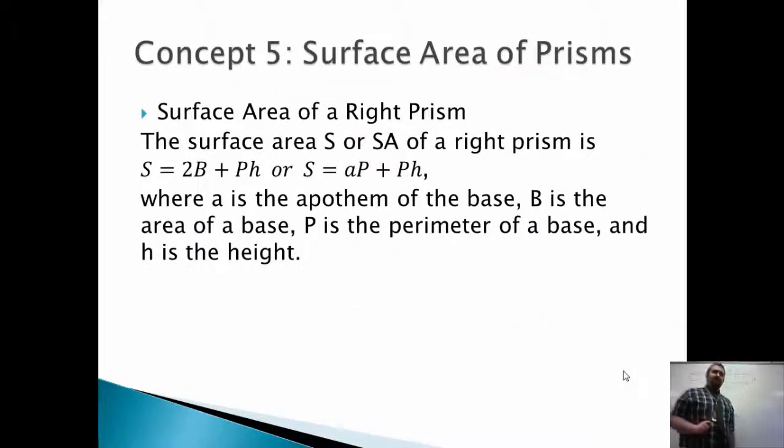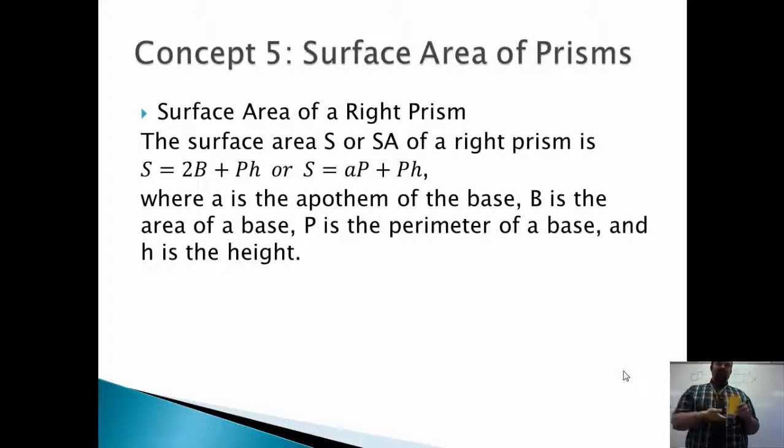To find the surface area, the formula only works for right prisms. So if you try using this formula for the oblique one, it's wrong. You can't do it. You're going to have to use the net. You can't use this formula for anything but right prisms. And here's the idea. The surface area will be the base plus the base. Good so far? Makes sense.